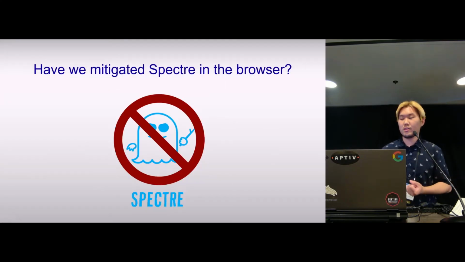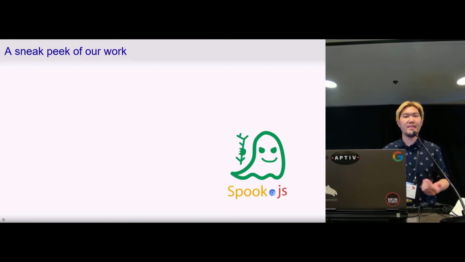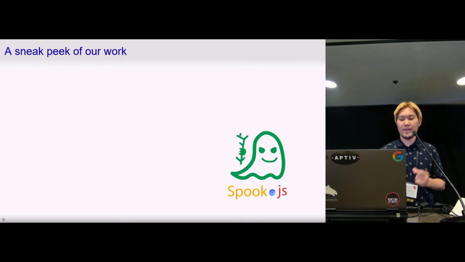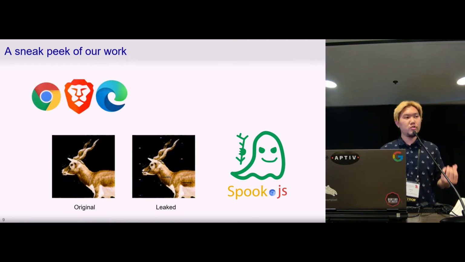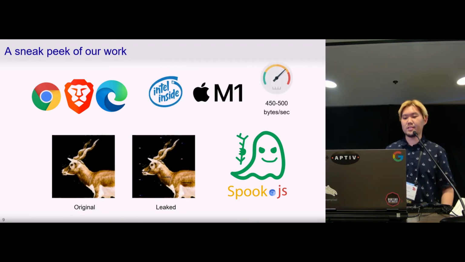And so we come to the research question that motivates our work. Have we mitigated Spectre in the browser? And I guess the fact that I'm standing here means not quite. Indeed, in this paper, we present Spook.js, a speculative execution attack to leak secrets from Chrome despite the presence of site isolation. While there are countermeasures that we must first break, we show that practical Spectre attacks in Chrome are still possible, such as the antelope we leaked below. We also show leakage on Chrome-based browsers like Brave and Edge. Spook.js works on both Intel CPUs and the Apple M1, and leaks fast at up to 500 bytes per second.